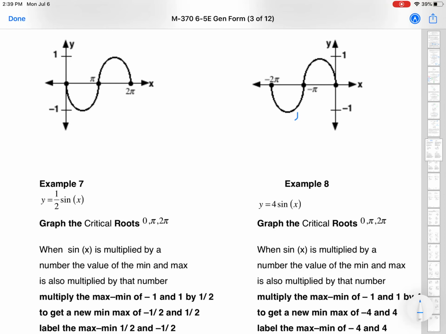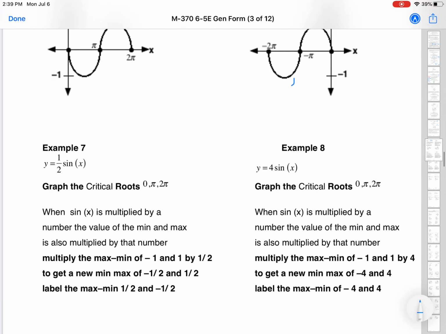1/2 sine x, you know what that's going to do. It's going to be a regular sine x function, right? So it's going to look just like this. There's no period adjustment. There is a change, though, in how high it gets. It only gets as high as 1/2 and as low as -1/2.